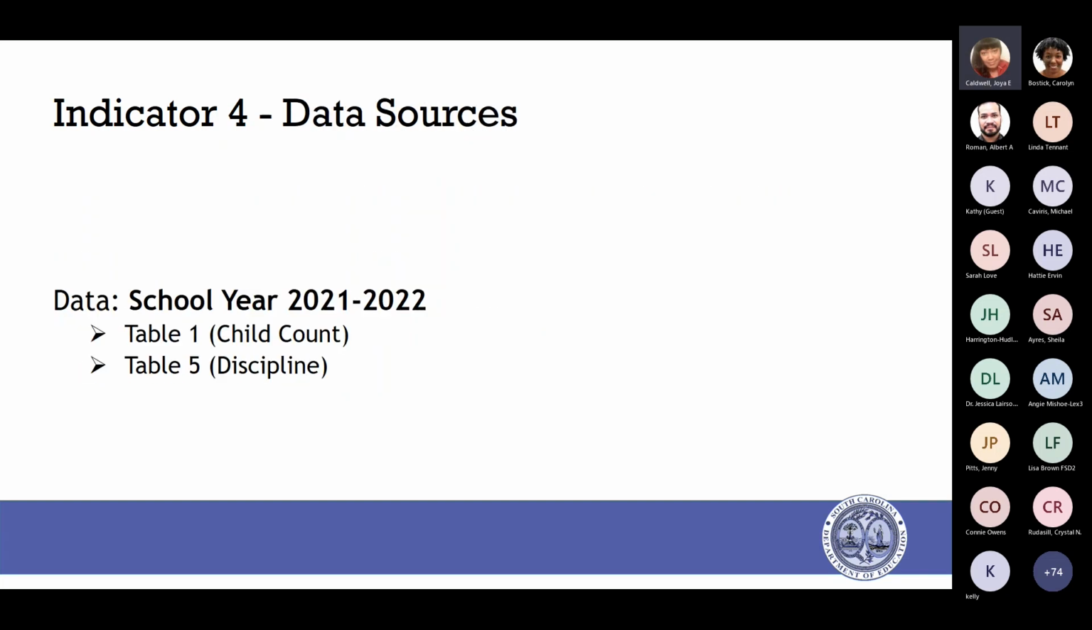Indicator 4 uses the data source from school year, which will be a lag year of 2021 and 2022. It uses the table 1 child count and table 5 for disciplinary removals. Next slide.